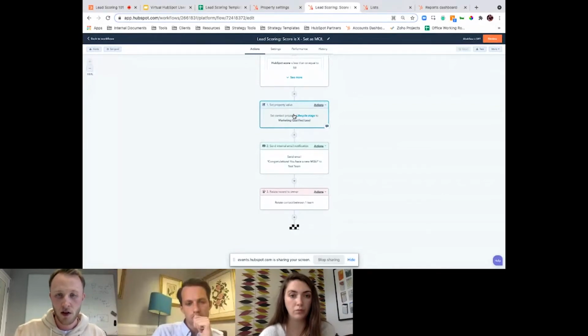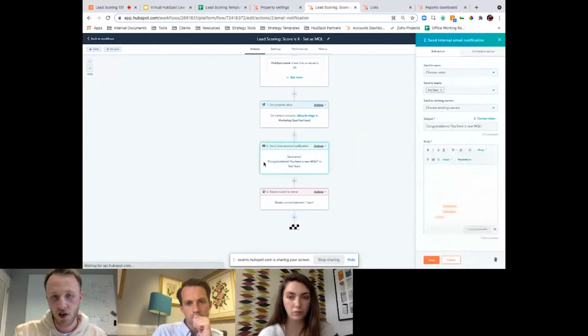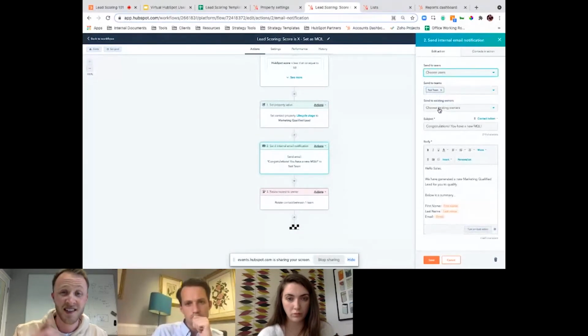We can then not stop the journey there. We can improve communication and efficiencies across your organization. We can send internal email notifications, which may go to your sales team, which you can set up via HubSpot Teams, or you can specify individual users if you're a smaller sales team. Or if they've got an existing owner, someone that's owned it right from the get-go, we can send a notification to that owner to say, congratulations, your contact is now an MQL. Please could the sales team pick this up and deem if it's sales qualified.